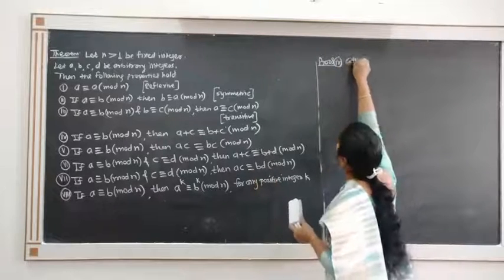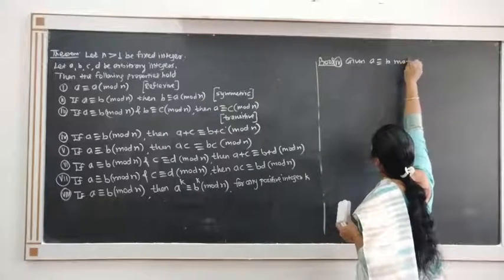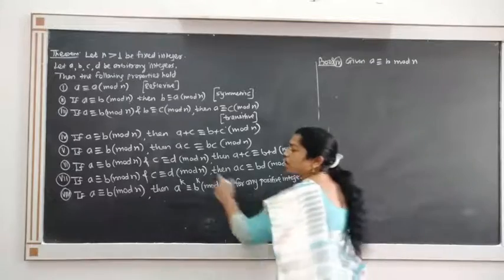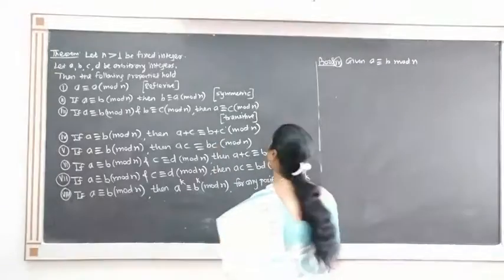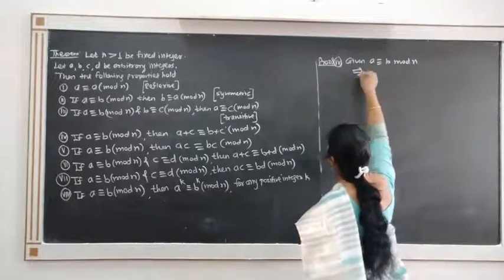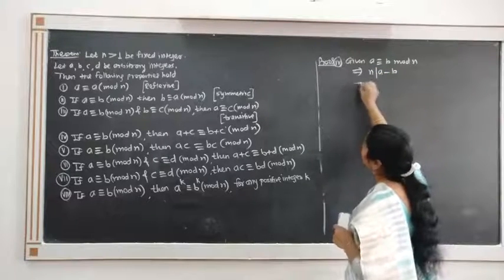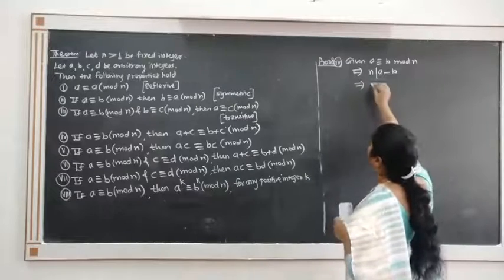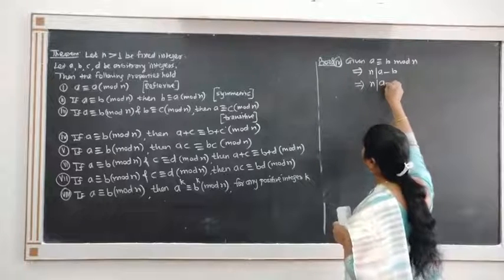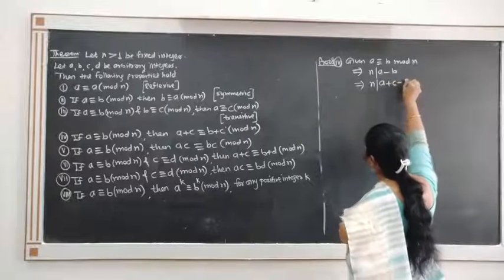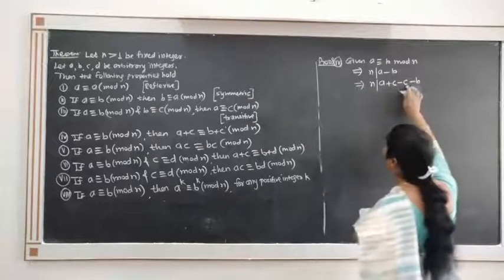It is given that a is congruent to b mod n, and we want to prove that a plus c is congruent to b plus c mod n, where c is any arbitrary integer. Because it is given that a is congruent to b mod n, n divides a minus b. So this implies n divides, we will add c and subtract c, so a plus c minus b by adding and subtracting c.